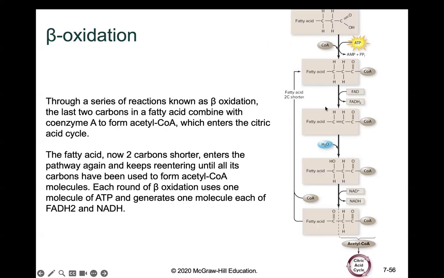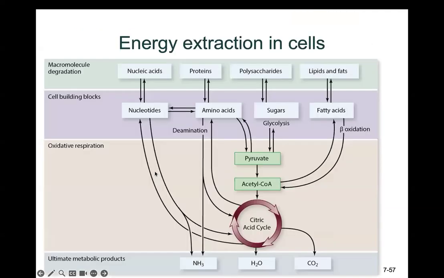So again, I don't need you to remember the structures. What I want you to know is that you take a fatty acid and do a beta oxidation, which will use one ATP and will generate, from two carbons, an acetyl-CoA and also FADH2 and NADH. That's all I want you to know. So this is what you get.